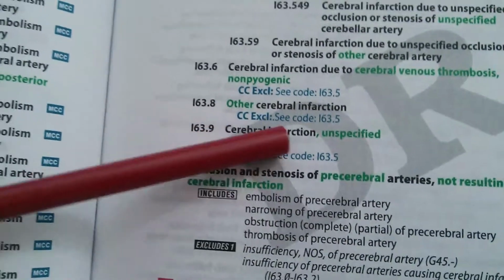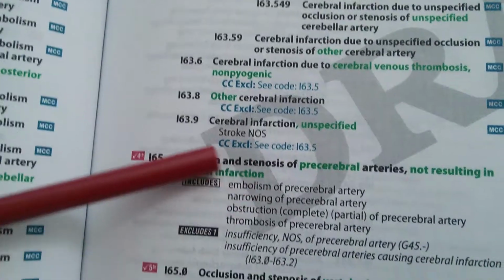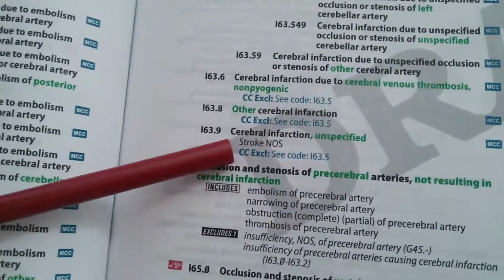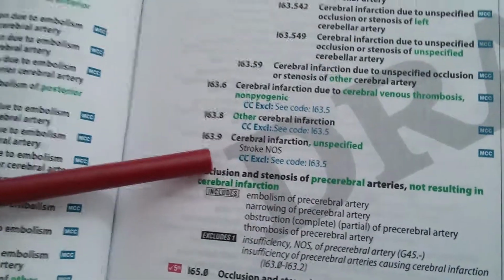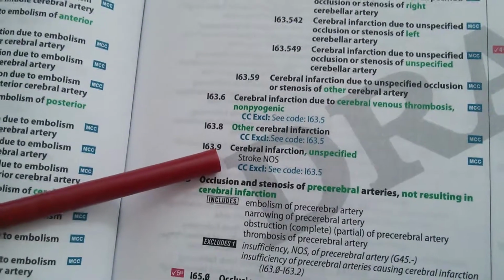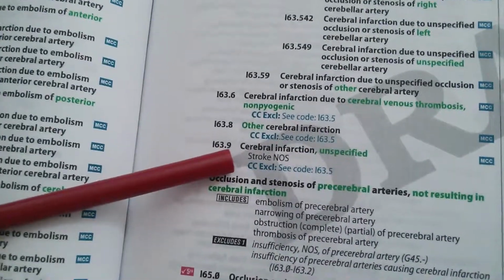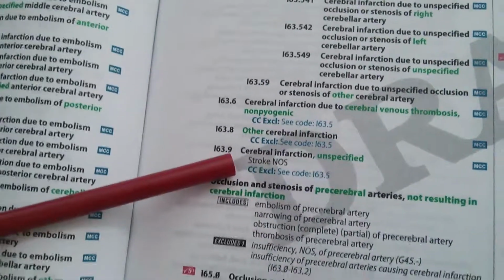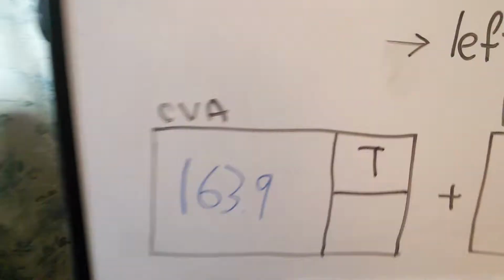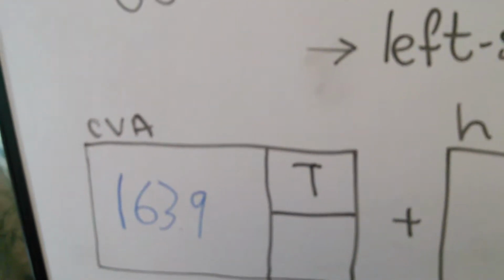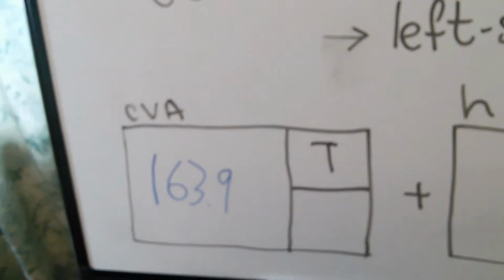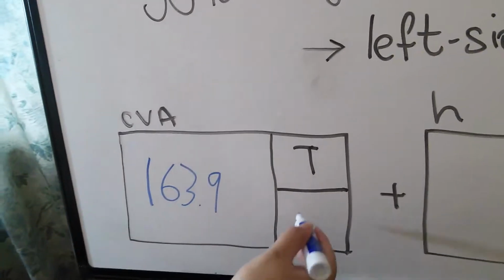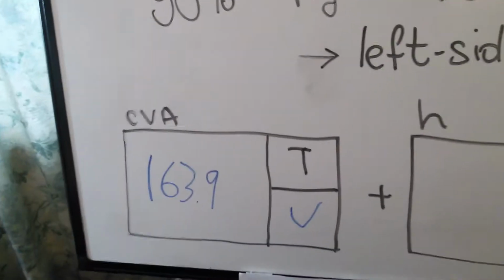Cerebral infarction, unspecified. In the next line? Stroke, NOS, not otherwise specified. That's the confirmation to our problem, because CVA is a stroke, and since it says stroke there, that's our code. So we put a check mark in the tabular there. We check that in the tabular. Just put a check. There you go. Okay, we have the first code.